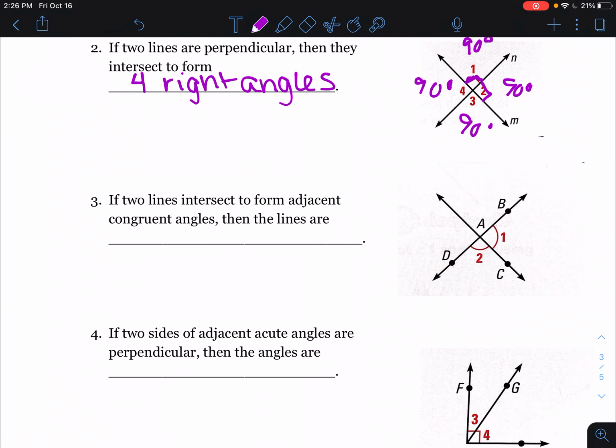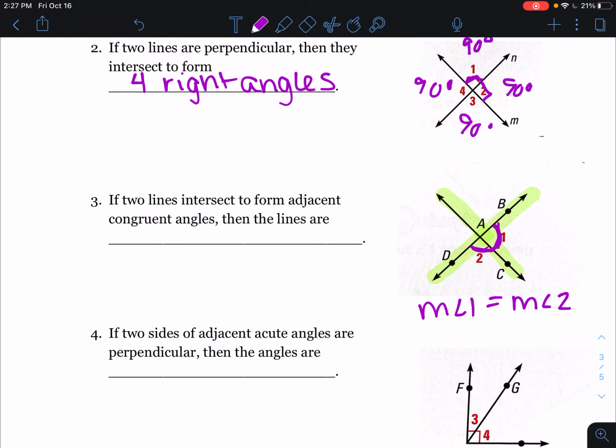If two lines intersect to form adjacent congruent angles, what does that mean? We have two lines here intersecting to form adjacent congruent angles. Adjacent means back to back, so these two angles, and they're congruent, which means they have the same measure. Then the lines are what? Well, let's think about this. Two lines that intersect to form congruent adjacent angles. That means that the measure of angle 1 equals the measure of angle 2.